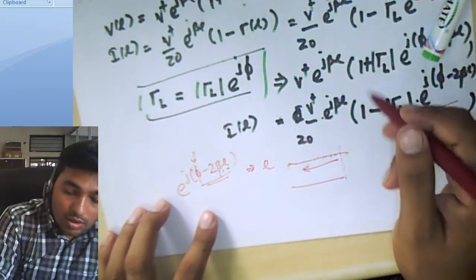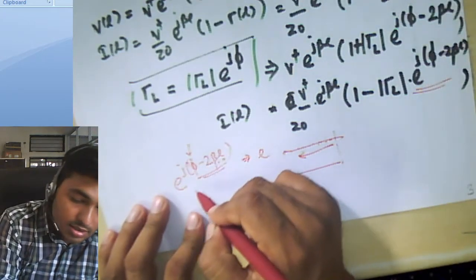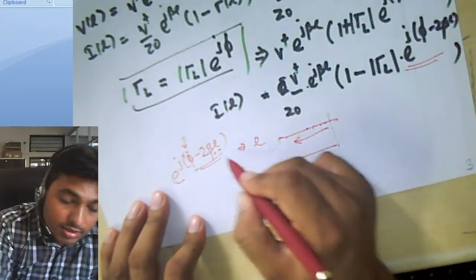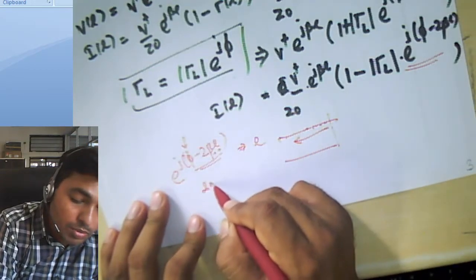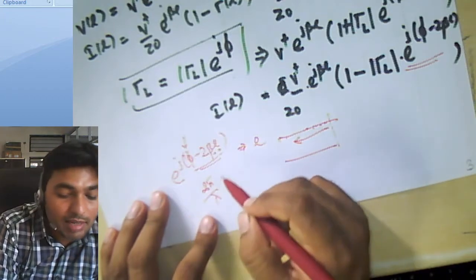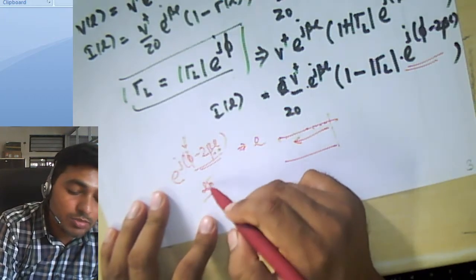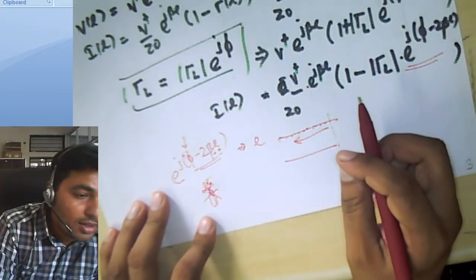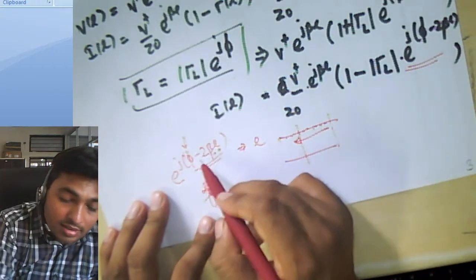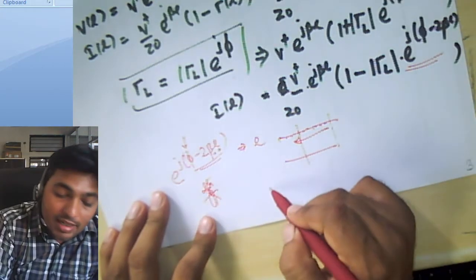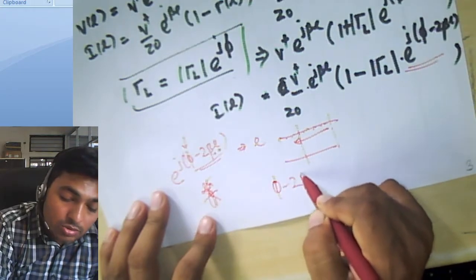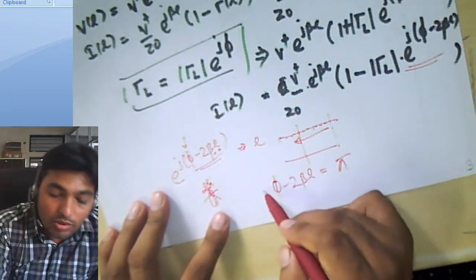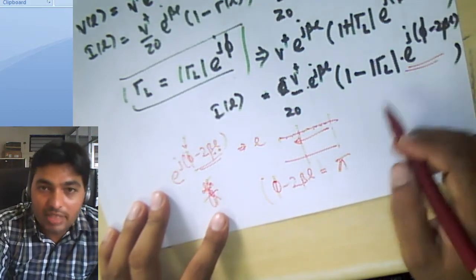So now the question is, at some location, where β is 2π/λ and the length is in terms of L. At some point in a transmission line, at the location where our phase component φ − 2βL equals π, what will happen? It will be e^(jπ).